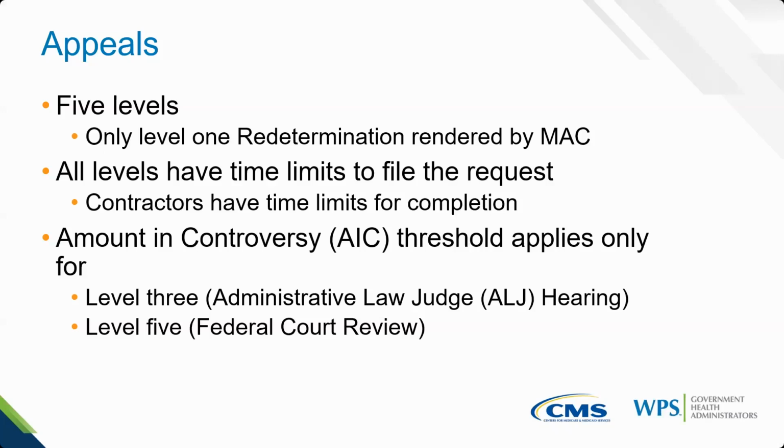You can combine like denials or similar denials on more than one claim in order to reach that amount in controversy. And you can see here on this slide, I've actually provided the name of level 3 appeal, the administrative law judge or ALJ hearing, and level 5 appeal, which is federal court review.